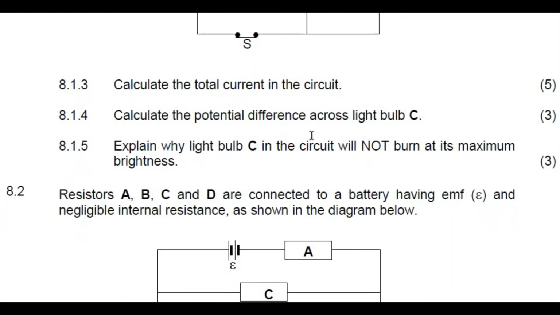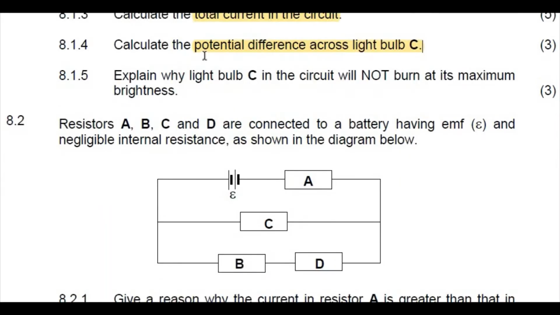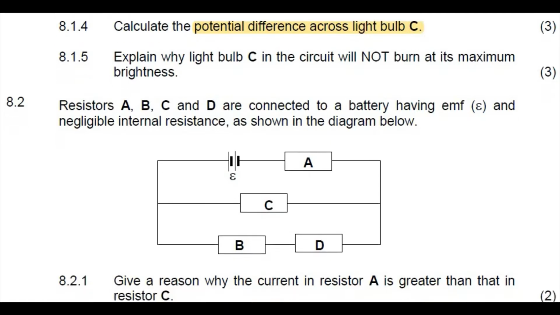And then we have to now calculate the total current in the circuit. And then 8.1.4, the potential difference across light bulb C. So let's see which light bulb it is that we have to calculate the potential difference for. If we were to, for example, put a voltmeter here, what reading would we actually get? Okay, and then we have to explain why that light bulb that we just calculated the potential difference for will not burn at its maximum brightness.